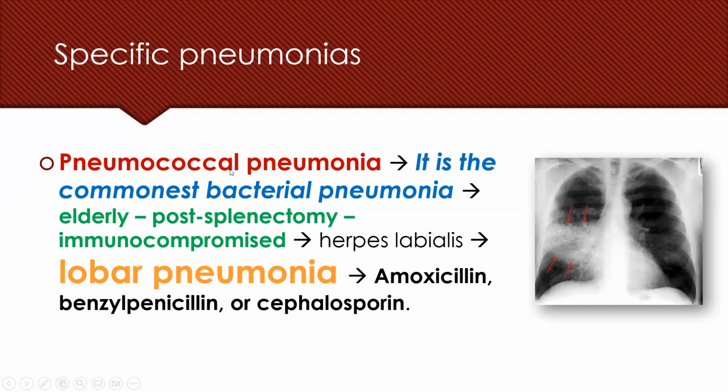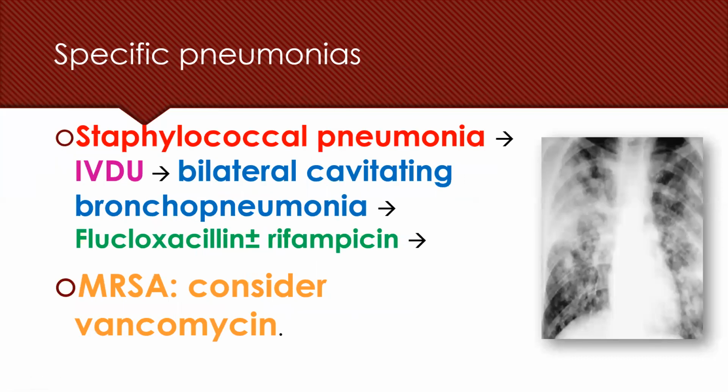Let's start first with pneumococcal pneumonia. This is the commonest bacterial pneumonia, and it affects the elderly, post-splenectomy patients and even immunocompromised patients. This pneumonia starts with an upper respiratory tract infection with herpes labialis, and then it proceeds to lobar pneumonia. I mean by lobar pneumonia that there is involvement of one lobe of the lung. The treatment of choice here is amoxicillin, benzyl penicillin, or cephalosporin. This is about pneumococcal pneumonia.